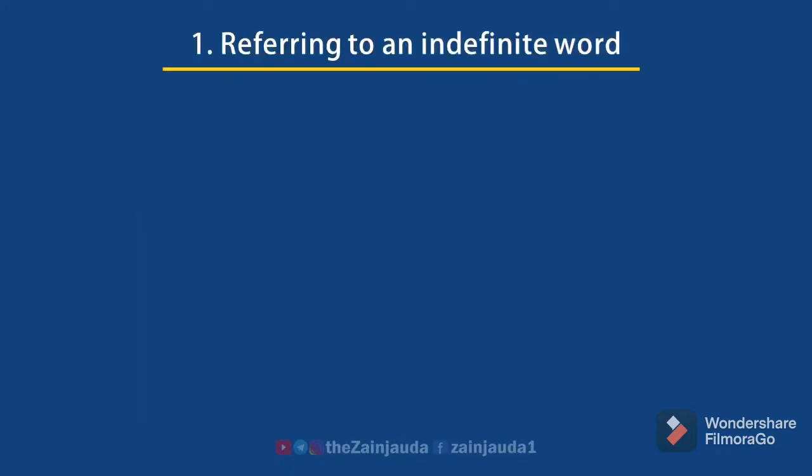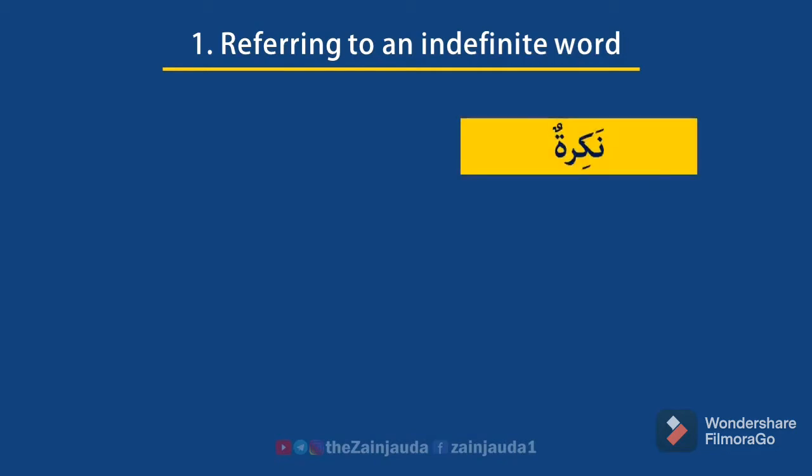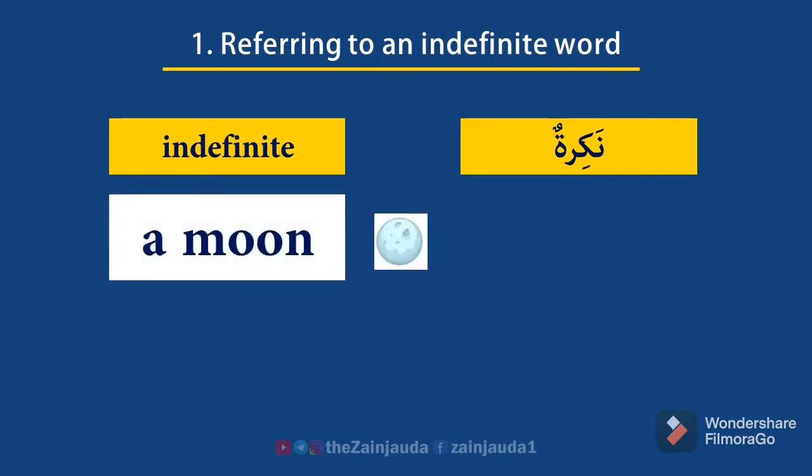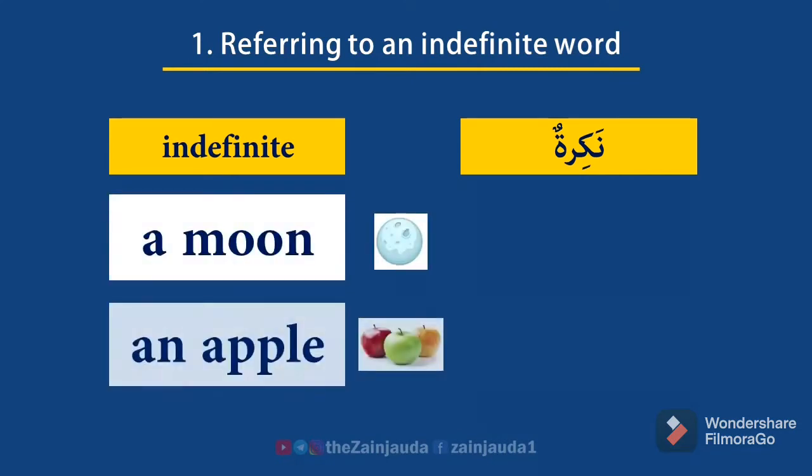The first one is about the indefinite word nakira. In order to refer to an indefinite word in English, we usually use a or an. So, for a singular moon, we say a moon. For one apple, we say an apple. In Arabic, there are no such indefinite letters. Instead, we use tanween al-dhamm to refer to an indefinite word.